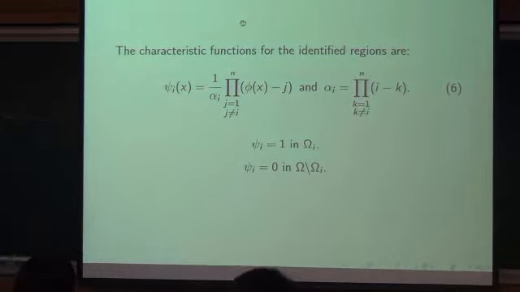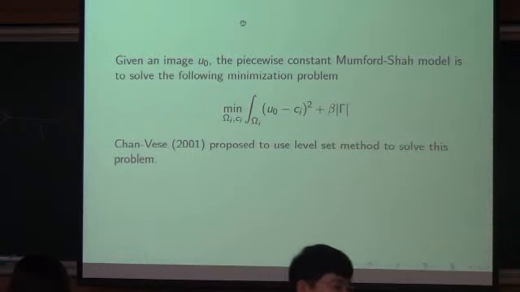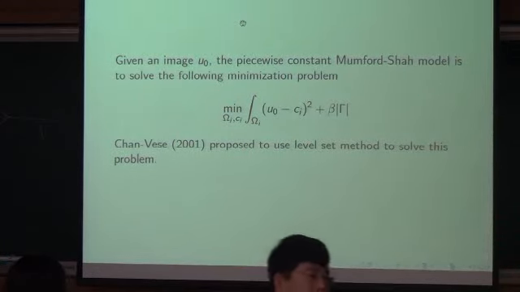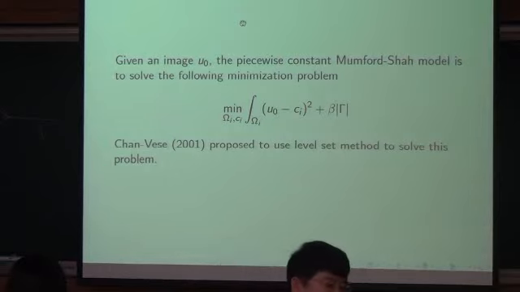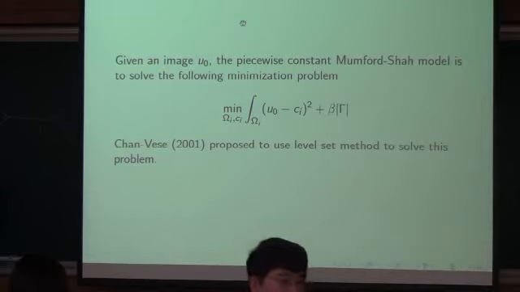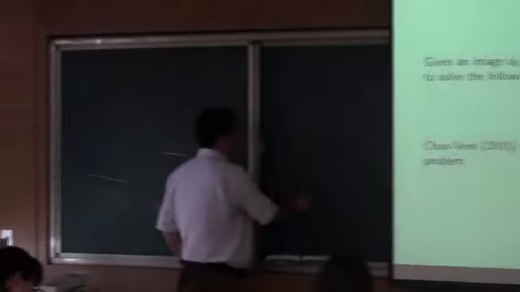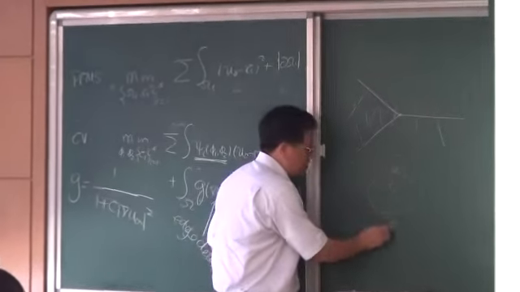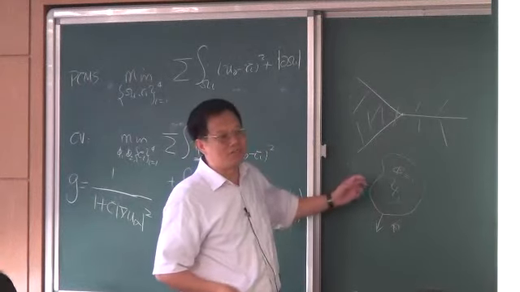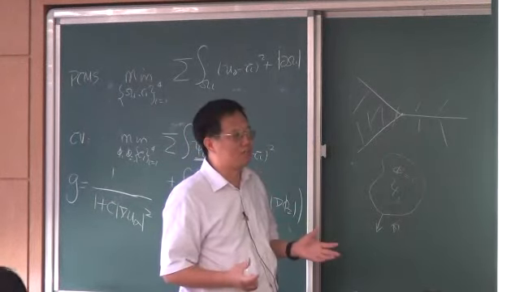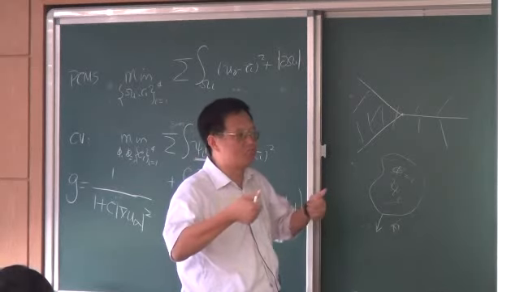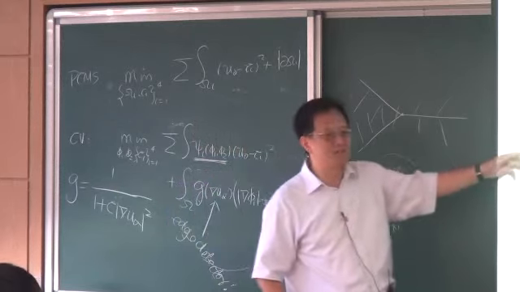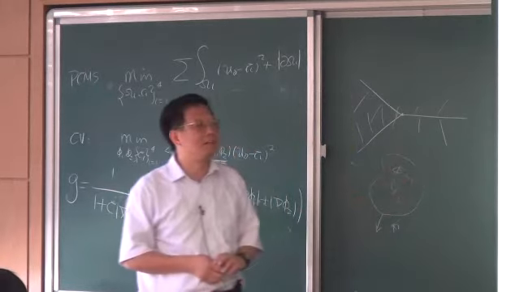Once you have the characteristic function, all the geometrical information of the region and the boundary can be calculated from it. If you know the characteristic function, phi equal to i, you know how to calculate the area, the length of the boundary, the curvature, and the normals. So once you know the characteristic function, you know everything about that region, and you can turn all the geometrical minimization terms into the characteristic function, and then again into the phi function.